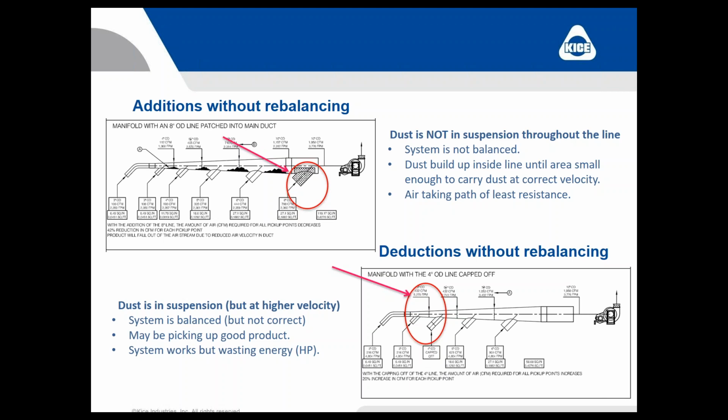You close off a 4-inch cap. Something moved, a piece of equipment left, you don't need it anymore. You just cap it off. Well, you're going to have more air now because you didn't do anything with the fan. The fan still wants to pull that much air. It's going to pull more CFM at a higher velocity from each of the other pickup points. And if you increase it enough, you're going to start to pick up good product.